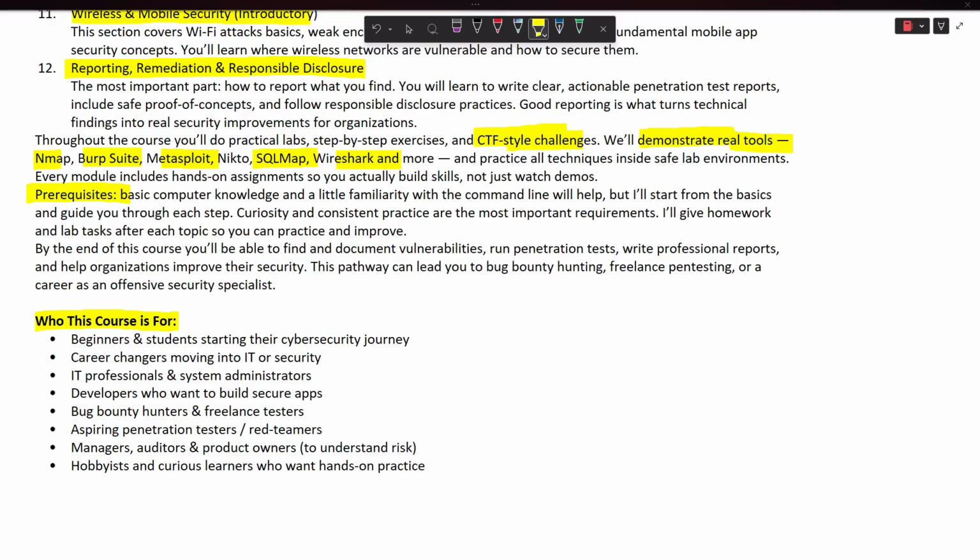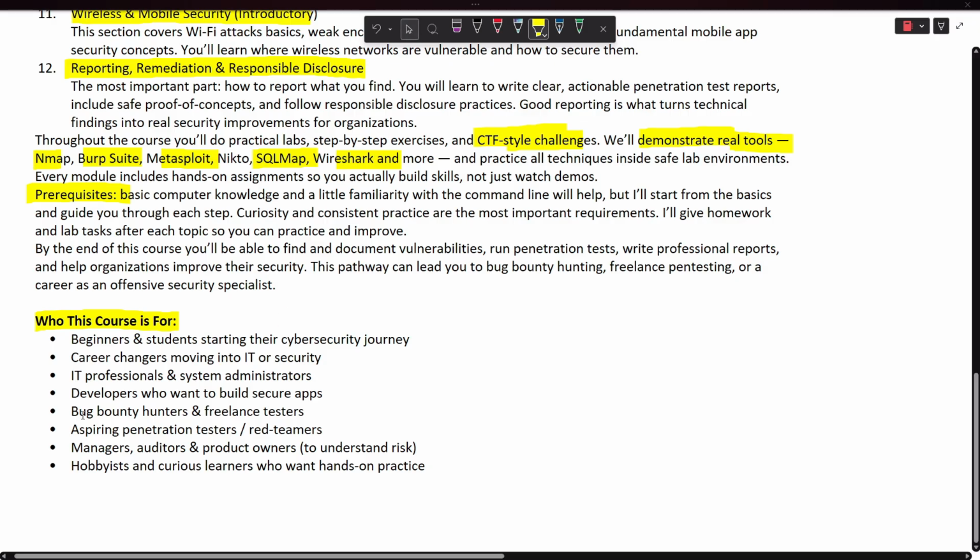And by the way, at the end of the day, who is this course for? Well, if you are a beginner or a student starting your career in cybersecurity, you can just start it. And if you want to change your career from IT to security, you can literally just start it. Okay. And if you are an IT professional or system administrator, or a developer who wants to build a secure app, or if you want to become a bug bounty hunter or a freelance tester, these are the people who can take this course.